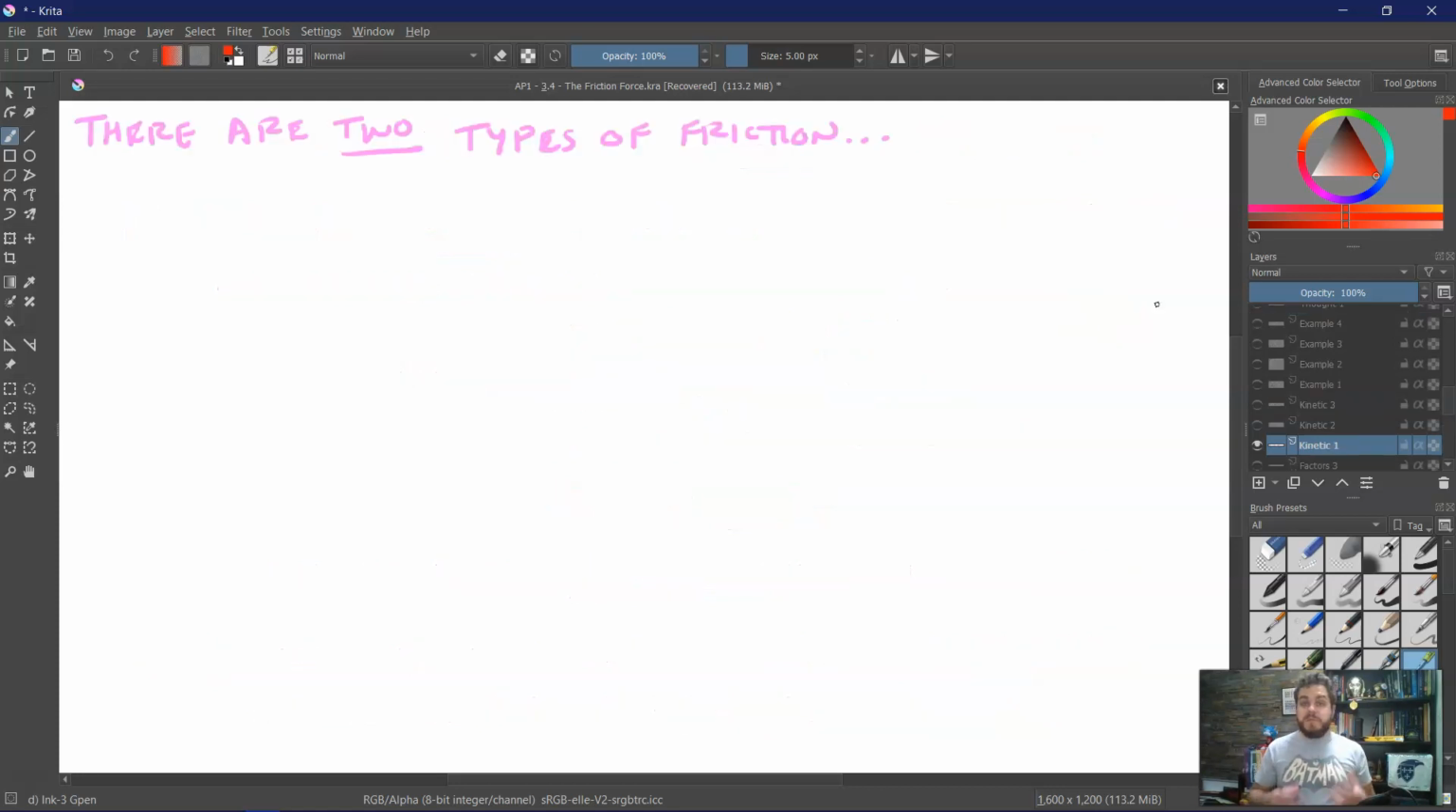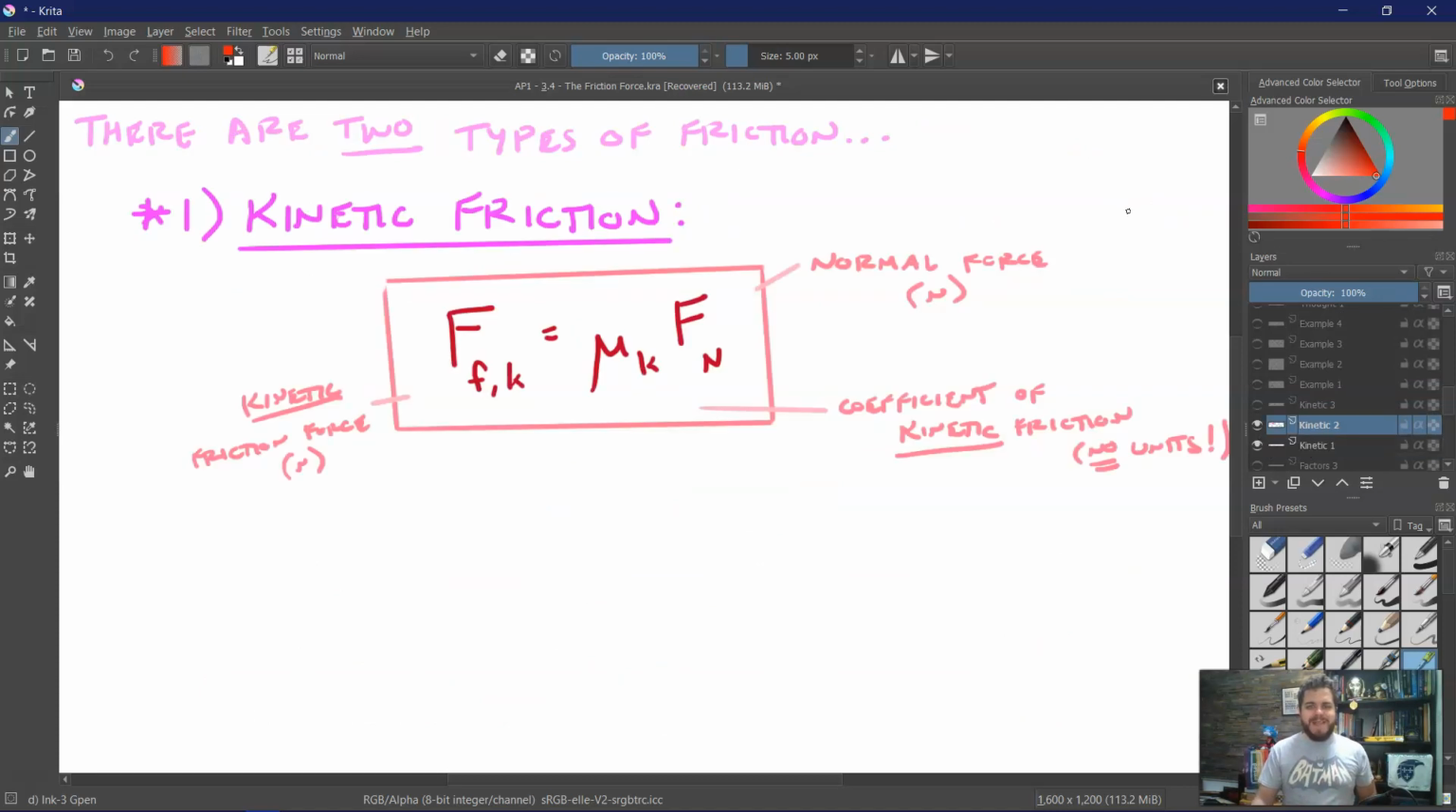Now there are two specific types of friction that we need to be familiar with. The first is known as kinetic friction. So what I have here is F little f comma k. F little f means friction force, so this is telling us the kinetic friction force with that little k. The kinetic friction force in newtons is equal to this coefficient of kinetic friction, that's why it's mu little k, remember that is unitless, times the normal force in newtons.